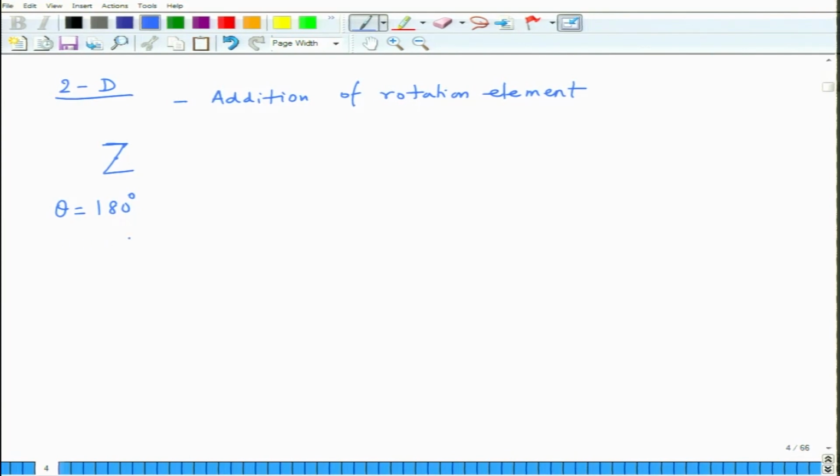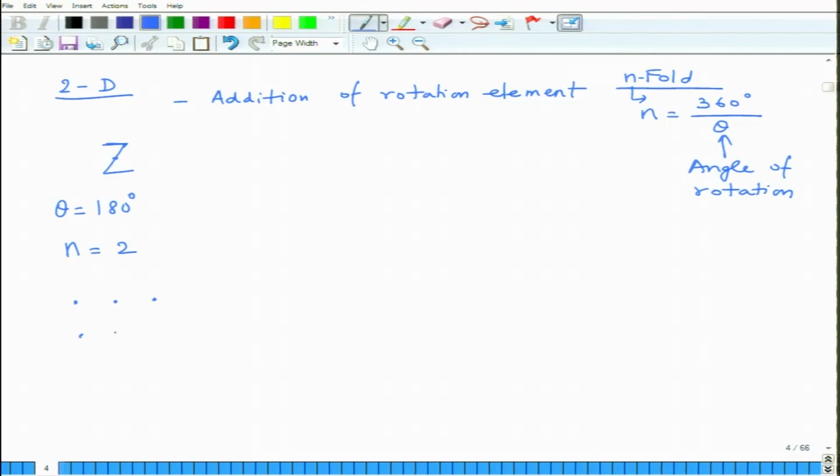Now in the case of rotational symmetry, we define this as n-fold symmetry. So n is the number of folds of symmetry, and what is this n? n is basically 360 degrees divided by theta, the angle of rotation. So in this case what will n be? It will be 2.